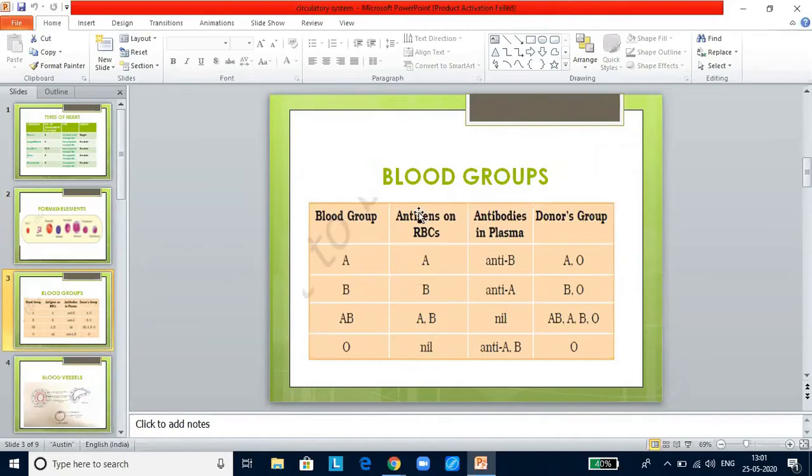Plasma also contains two natural antibodies. Now, if you consider blood group A, the antigen present on its RBC is A. Antibody will be anti-B in the plasma. It can receive blood from A and from O, but it can donate only to A and AB.